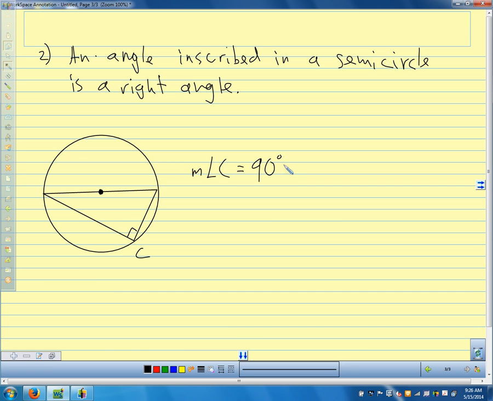And this one is really easy as well, because how many degrees is it halfway around the circle? 180. To go from the arc to the angle, we divide by 2. 180 divided by 2 is 90. So that one's a really easy one to come up with. And it doesn't matter where we put that intercepted arc or the inscribed angle. I could put it here, I could put it way over here. Those angles are always 90 degrees.